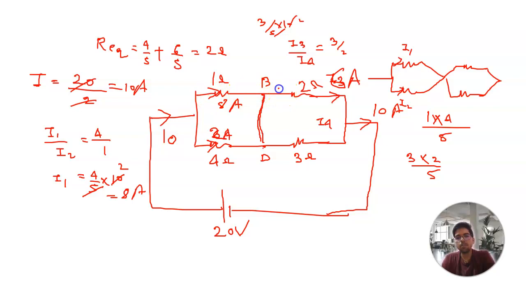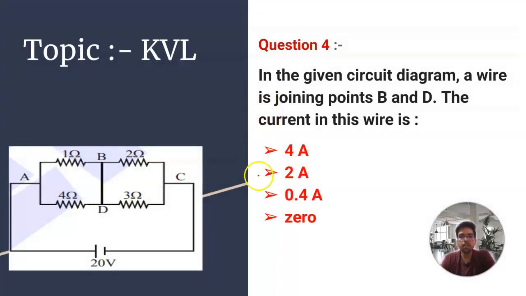And how much current is coming? 8. And 6 is going in this direction. Then how much current will flow here? Here 6 ampere, then it should be 2 ampere. 2 is coming, then how much here? 4 ampere. Then how much current is passing through this B to D? It is 2 ampere. So this question is highly logical.